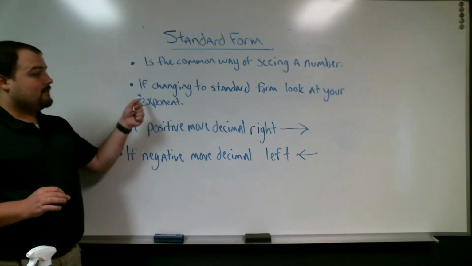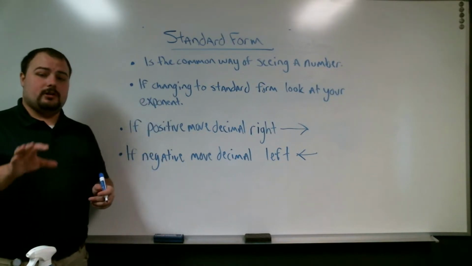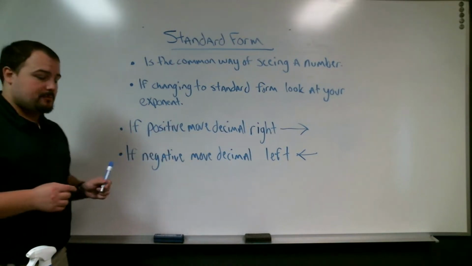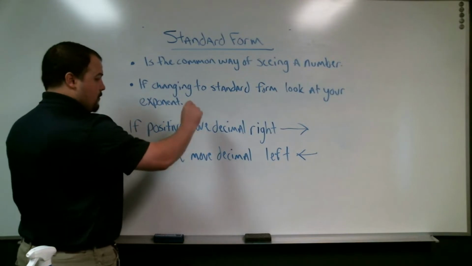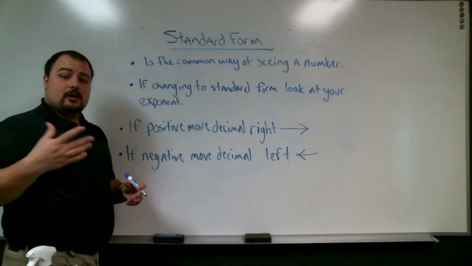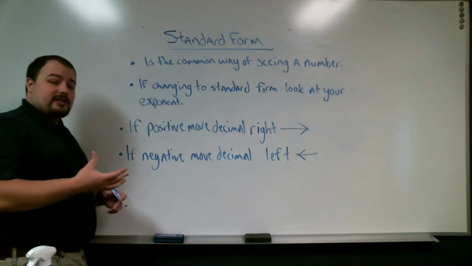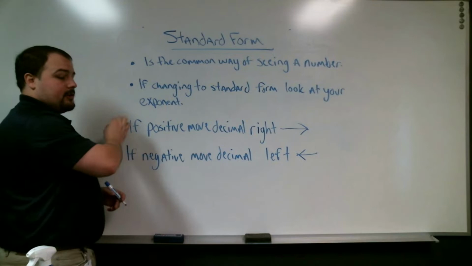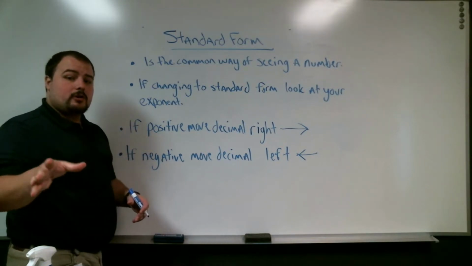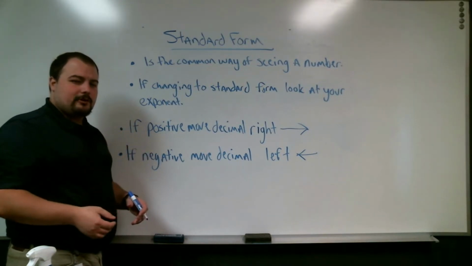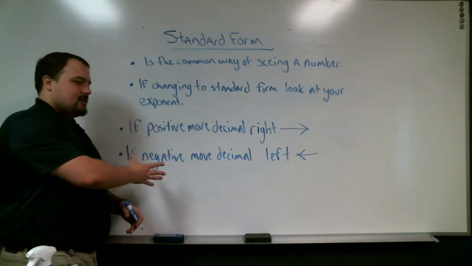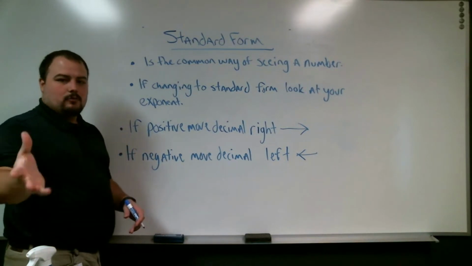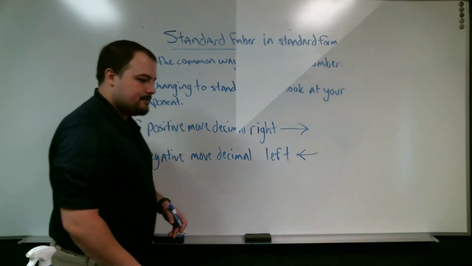If we're changing from scientific to standard form, we need to look at the exponent where it says times 10 to some power. If that power is a positive number, we're going to take that decimal and move it to the right, whatever the number is on that exponent. And if that power is a negative exponent, we're going to take that decimal and move it to the left, whatever the number is for that exponent. So we're going to practice this so it will make a little more sense. Hopefully you understand: if it's positive, we move to the right, negative, we move to the left. Let's practice this and see what happens.